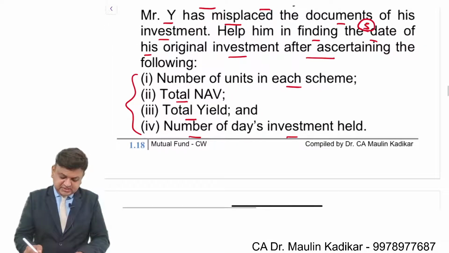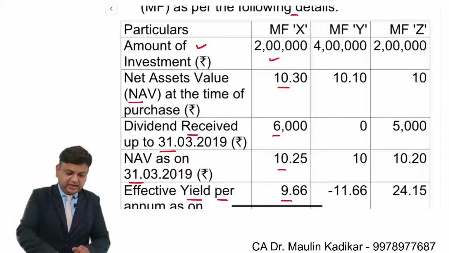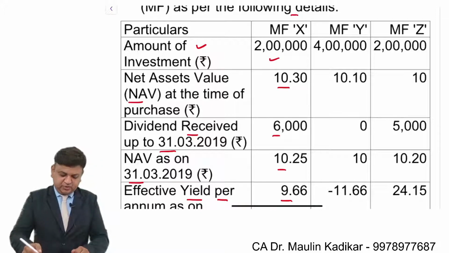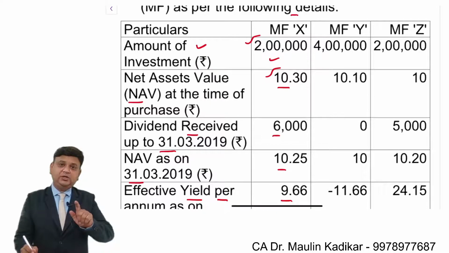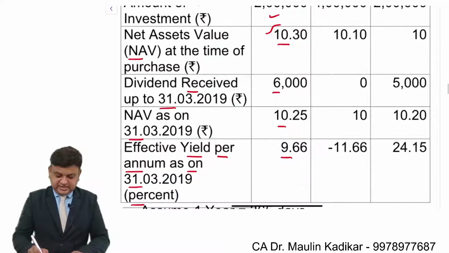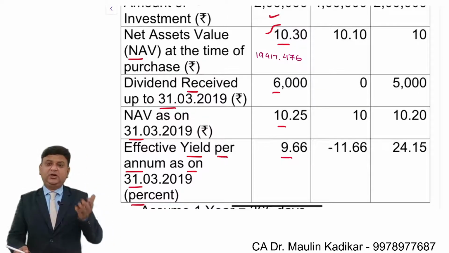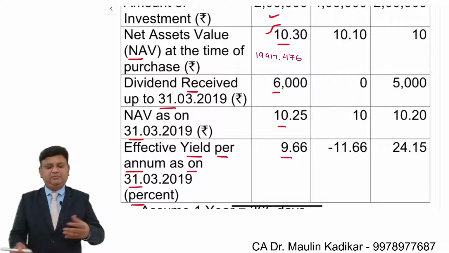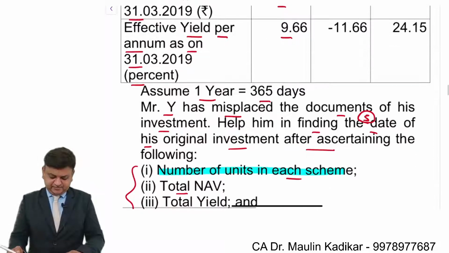See, the first question says compute the number of units in each of the scheme. So use your calculator. 2 lakhs upon 10.3. This is the amount of the investment, 2 lakhs, and this is the NAV per unit on the entry date. So that comes to 19,417.476. Or you can do answer up to 2 decimal also, that's also fine. Practically the units are allotted to the investor up to 5 decimal points, but there is no need to go for so many points. We can go up to 2 or 3 decimal points.